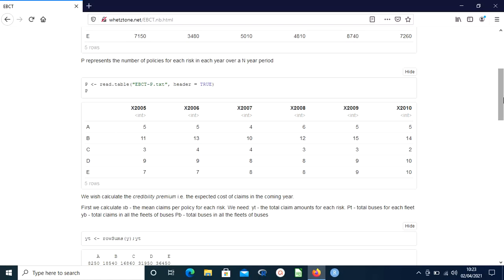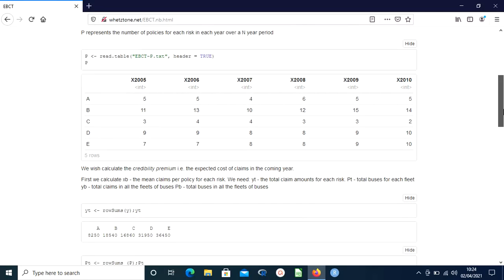Now the problem we were trying to solve is we wish to calculate the credibility premium. That is the expected cost of claims in the coming year, based on this history of 6 years. So first, we had to calculate the mean claims per policy for each risk, which we called XB. To do that, we needed YT, the total claim amounts for each risk, PT, the total buses for each fleet, and YB, the total claims in all the fleets of buses, and PB, the total buses in all the fleets of buses.